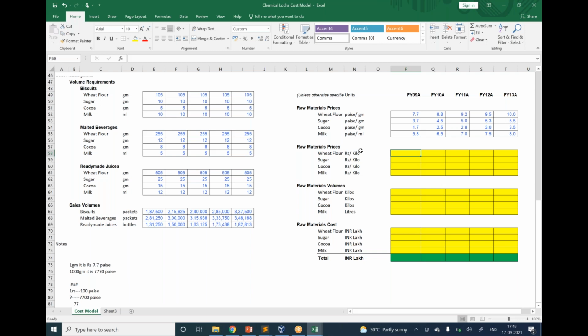Very good. It is divided by 100. So now you got rupees per kilo. So it is multiplied by 1000. Gram will convert into kilo. Divide by 100. Pesa will convert into rupees.